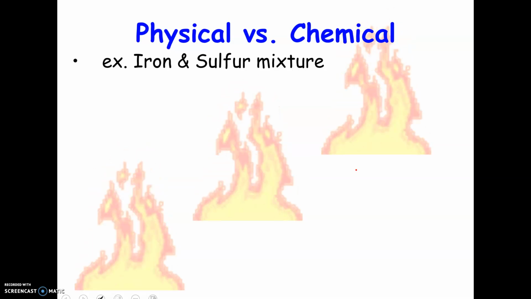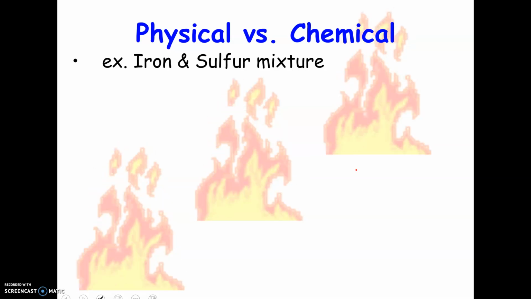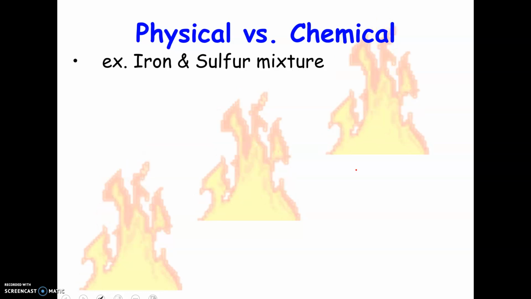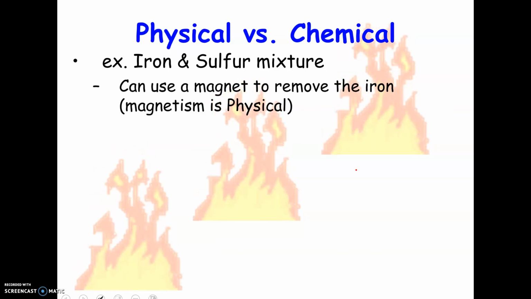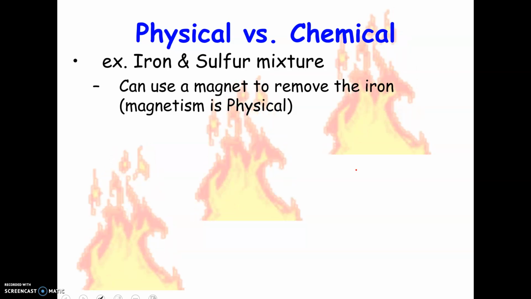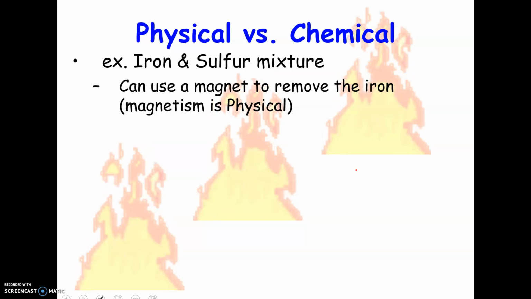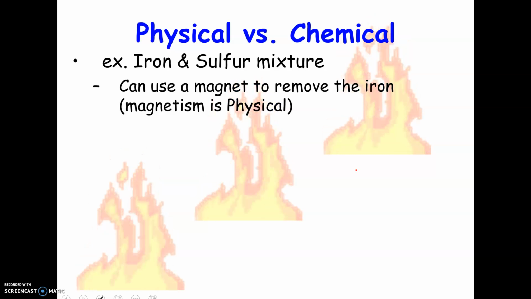If I mix them together, I would have a mixture of just iron and sulfur. That would be physical. I could use a magnet to pull the iron out. So I wouldn't have to do something chemically to separate them.